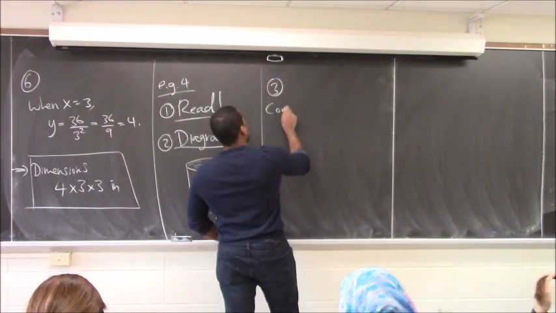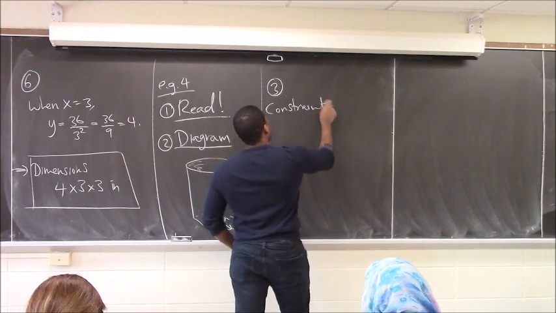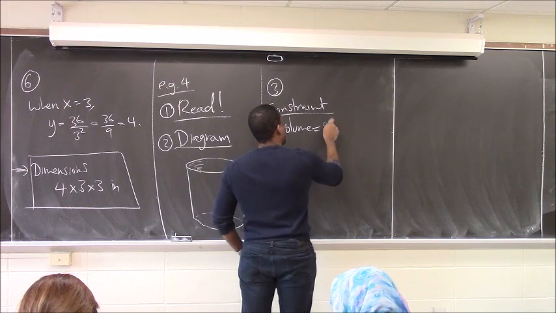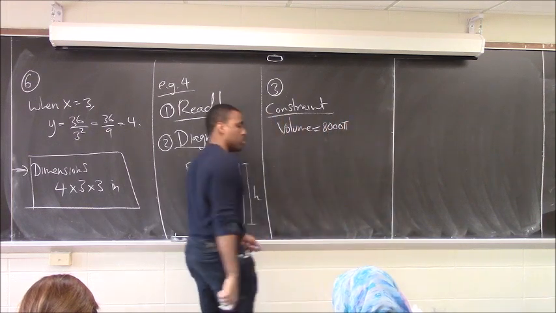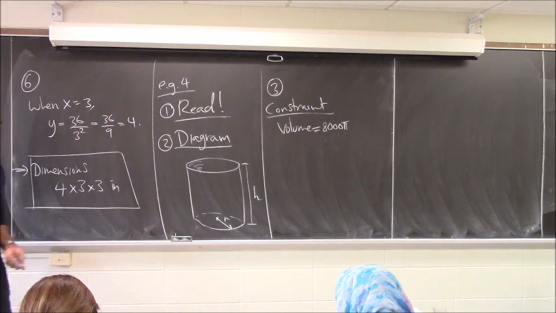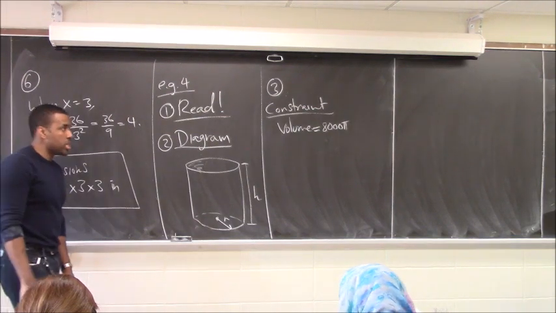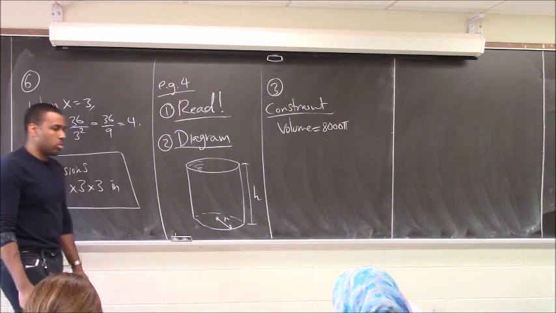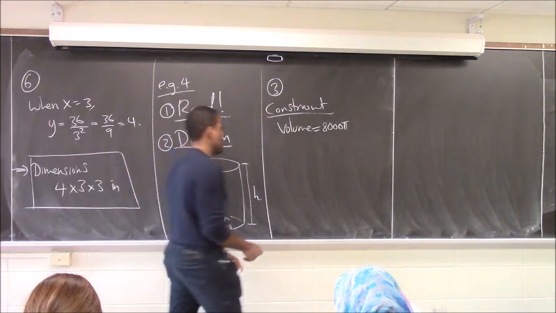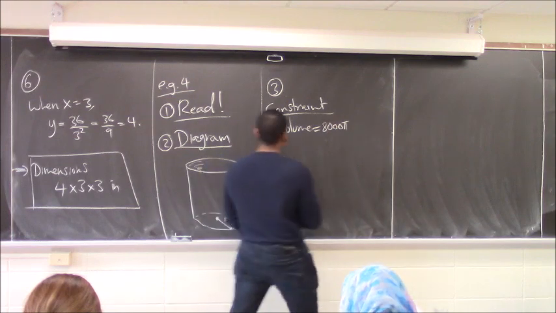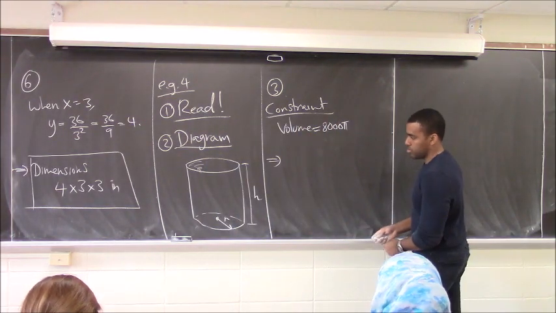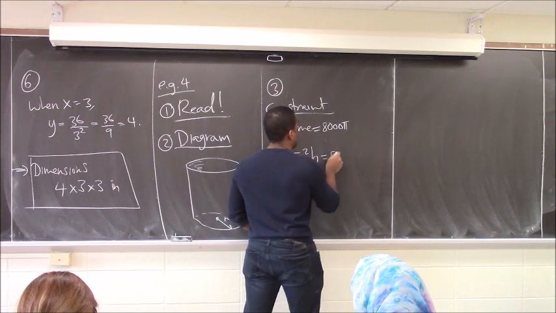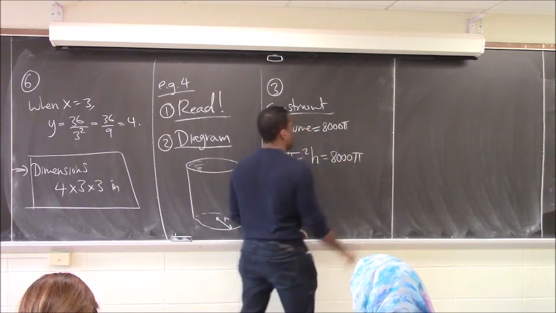What's the constraint here? Volume is again the constraint. The volume must be 8,000 pi. One way you know volume is a constraint is because it says that's what it should hold, and you usually measure the space that something holds with volume, but also the units tell you it's volume because it's cubic units. And what's the volume of this kind of object? Pi r squared h. Pi r squared h must be 8,000 pi.